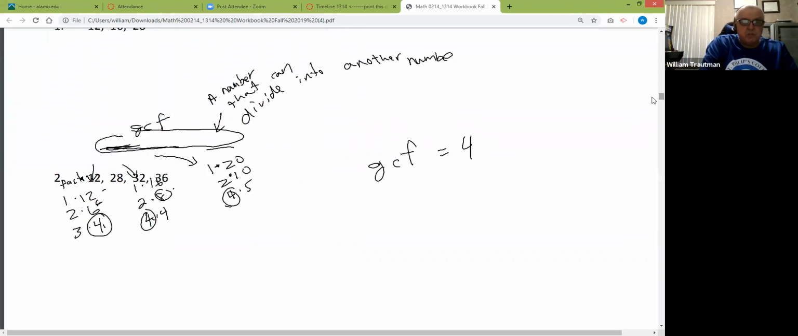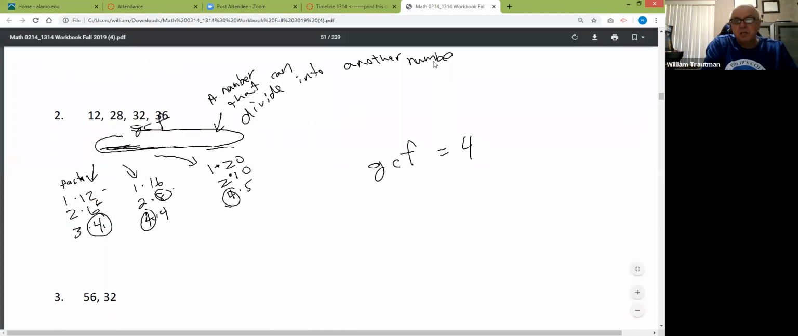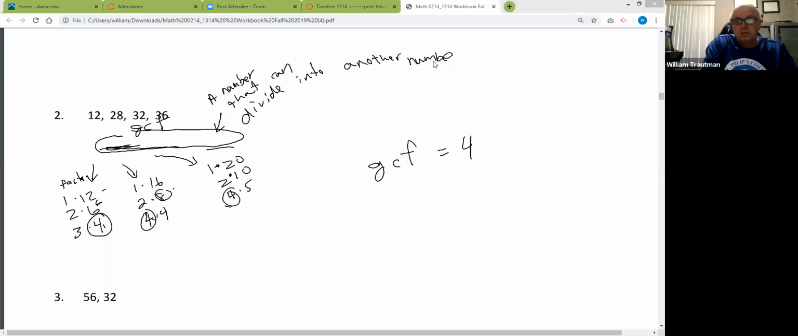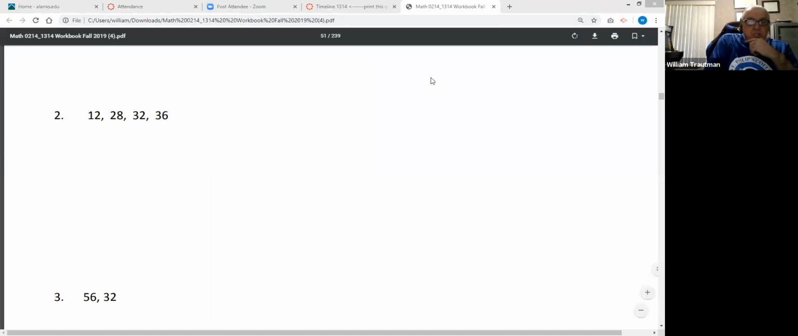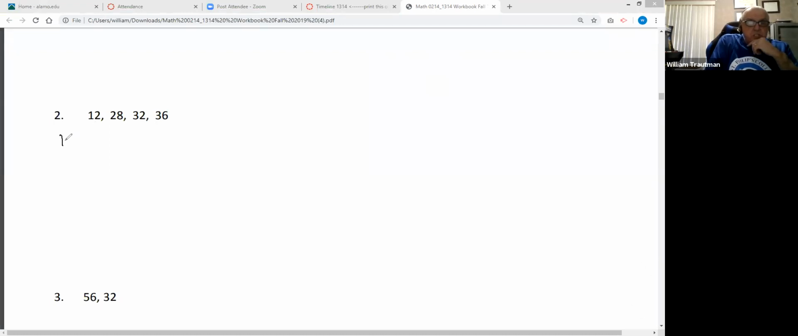All right, let's try question 2. Okay, so I'm going to do 12. 12 is 1 times 12. 2 times 6 is 12, and 3 times 4. Then I'm going to do 28. 1 times 28. Then I do 28 divided by 2 and I get 2 times 14. Do you see 28 divided by 2 is 14? So 2 times 14 is 28.